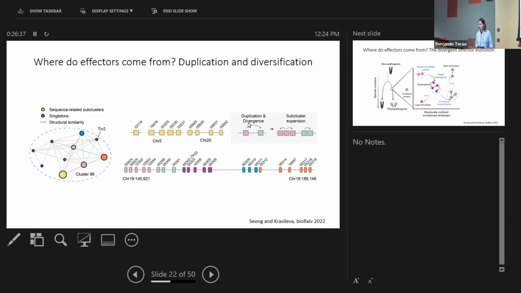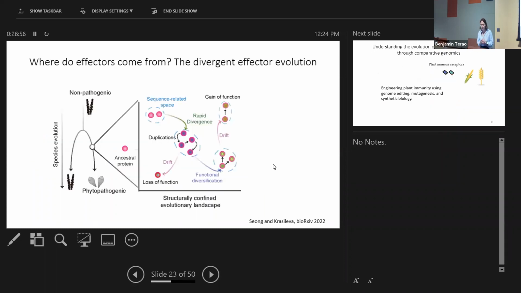So again, supporting that, in this case, there's probably local duplication making this array. And there's such a rapid divergence that on this primary sequence level, we basically stop seeing sequence similarity. On a structure level, we still see this belong together. Okay, I have a couple more stories.